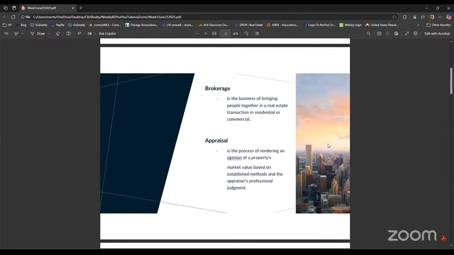Brokerage. Brokerage is the business of bringing people together in a real estate transaction in residential or commercial. That is the definition of brokerage. So when we speak of brokerage, we're talking about places such as Coldwell Banker, Remax, Beard and Warner, CBA Realty. It is the business of bringing people together. So that's what we are in the business of doing. We're in the business of bringing buyers and sellers together, be it in residential or commercial transactions.